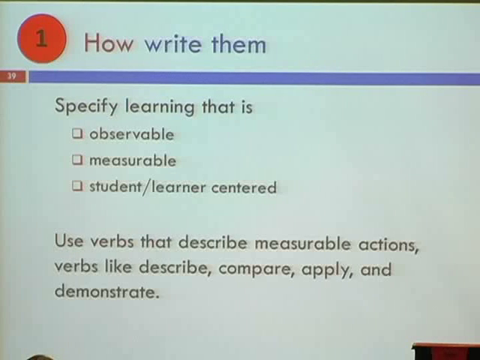So quickly, you know how to write them. General rules of thumb, they should be observable, demonstrable, and measurable, student-centered, learning-centered. It's not about what the teacher is teaching, it's about what the students learn. So related to that, you want to use verbs that describe measurable actions. Verbs like describe, compare, apply, demonstrate. Things you can actually observe.